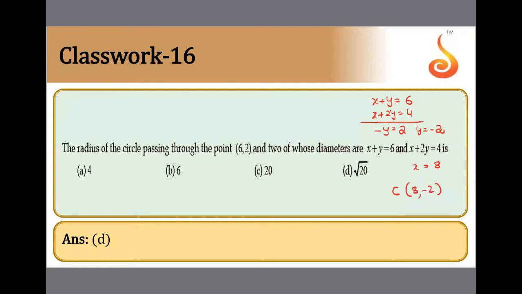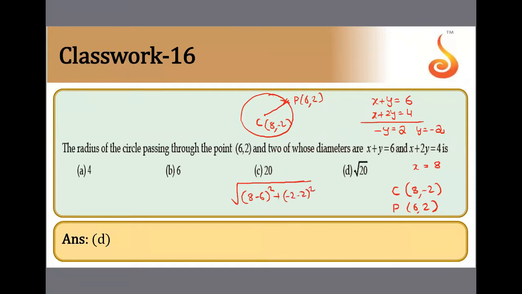Another point P is given as 6 comma 2. This is the circle, and this is the point P given as 6 comma 2. This is the center, coordinates given as 8 comma minus 2. CP is the radius. So under root of (8 minus 6) whole square plus (minus 2) whole square. How much do we get? Under root of 4 plus 4 fours are 16. We get root 20, option D.